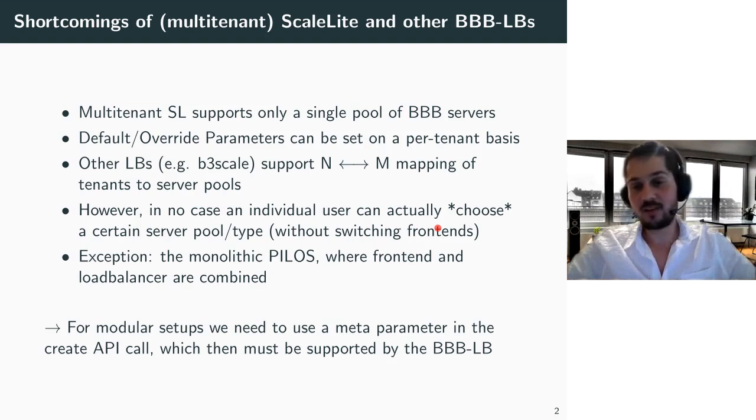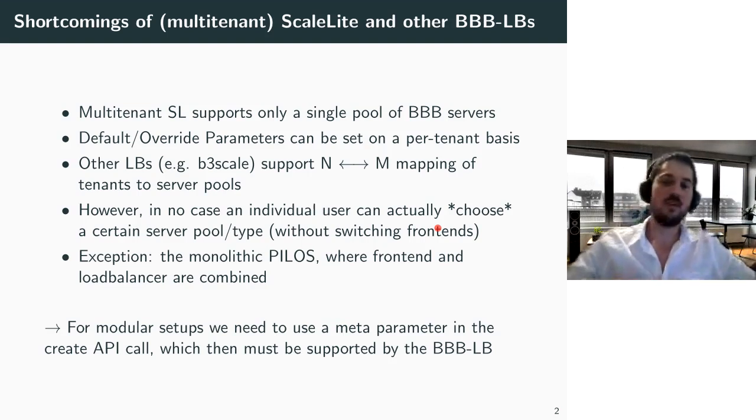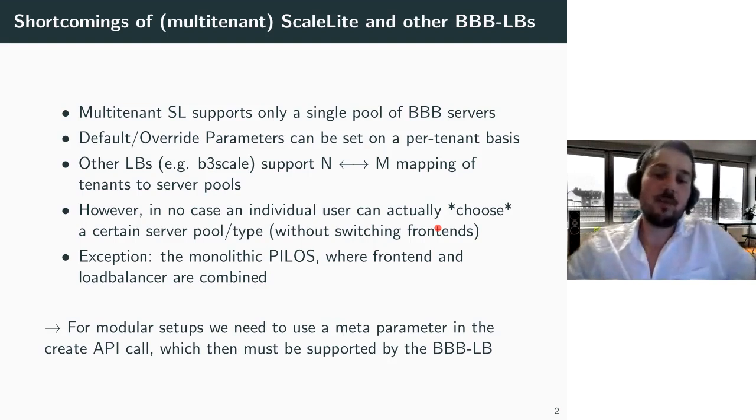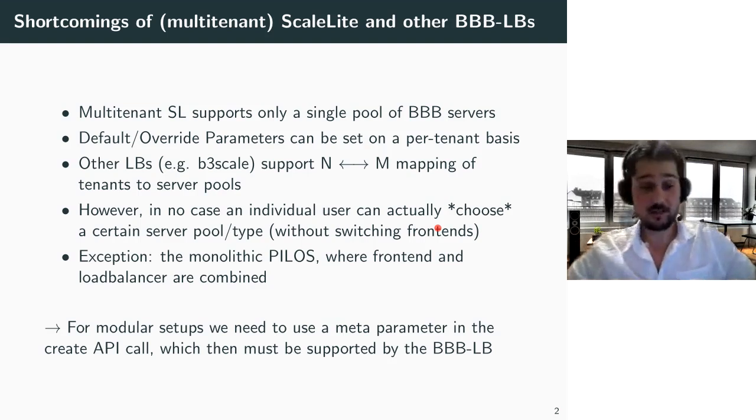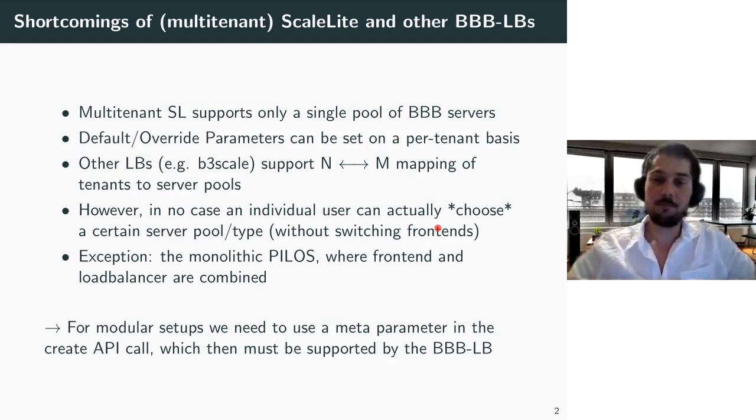That is the exception, because there the front end and load balancer are combined. So PLOS can actually do this pretty easily. There you have the room types, which are then mapped to server pools. But for modular setups, which I think most are using, where you have one load balancer and multiple front ends, you need to use some kind of meta parameter in the API call to select servers. And that must be supported by the load balancer and, of course, the front end as well.